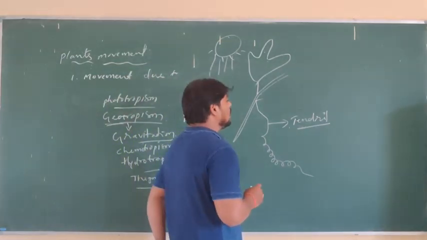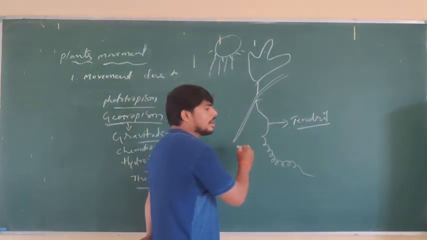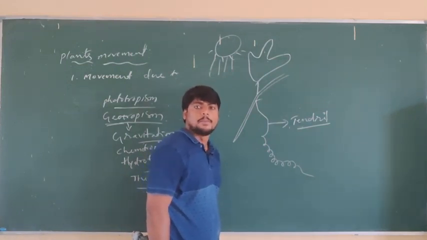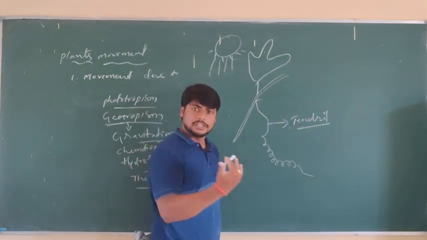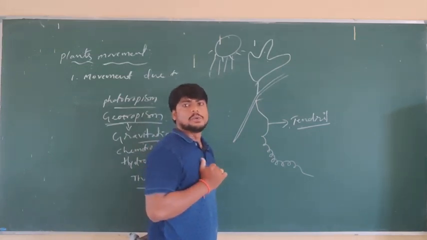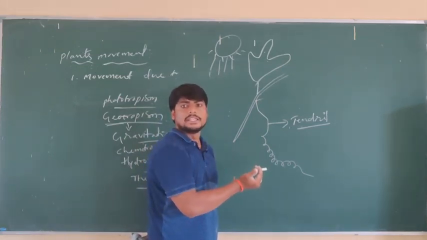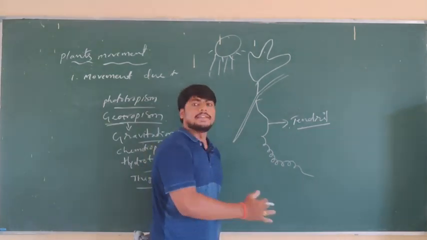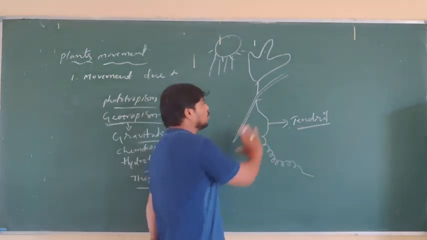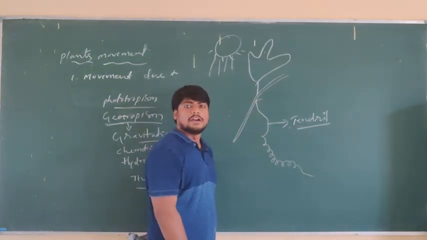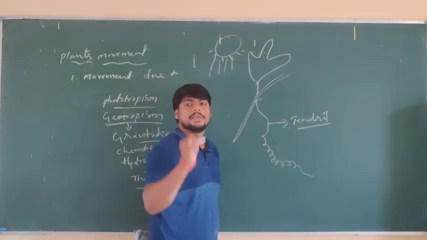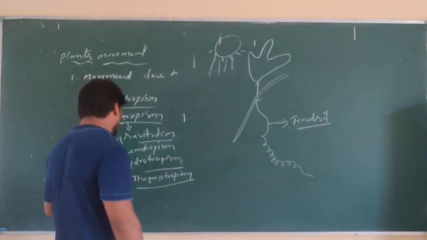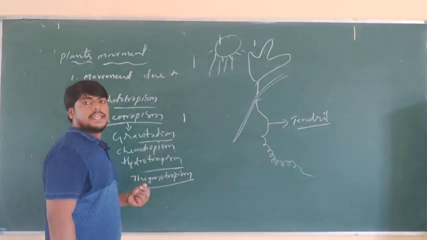These tendrils are able to move or grow towards the support. Wherever they find the support, in that direction they start growing. This kind of movement is called thigmotropism. The tendrils take support, and that support helps the stem to climb up. In this way, the movement of plants towards a support is called thigmotropism.